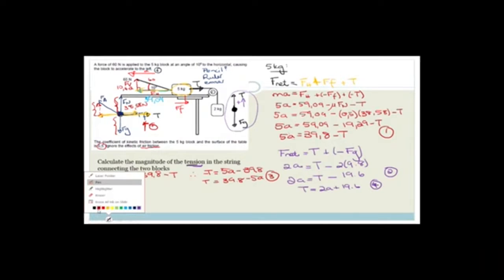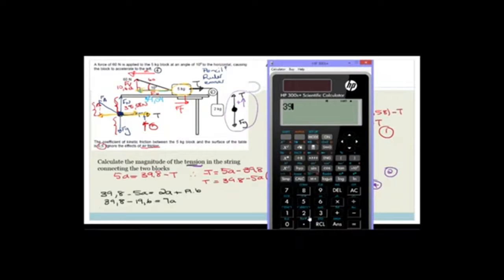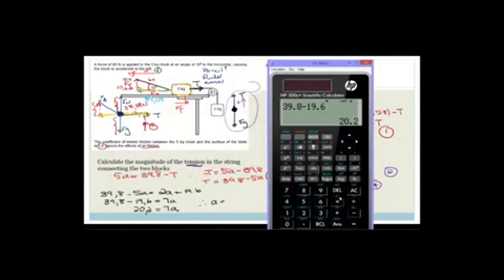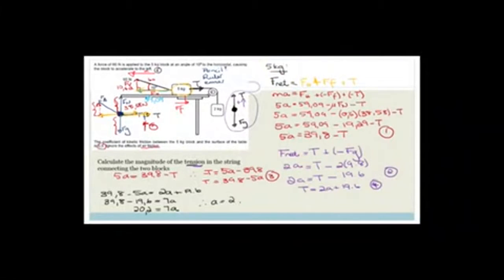So if we do that, we lose the T, so we get 39.8 minus 5a is equal to 2a plus 19.6. So therefore, you've got 7a, minus 5a across, is equal to 39.8 minus 19.6. And now we need a calculator. 39.8 minus 19.6 equals 20.2. So 20.2 equals 7a. Therefore, a is equal to, when you divide both sides by 7, 2.89. So a is 2.89.